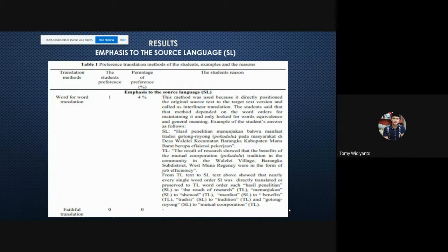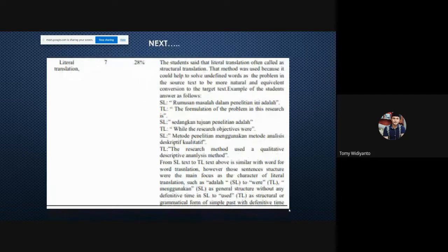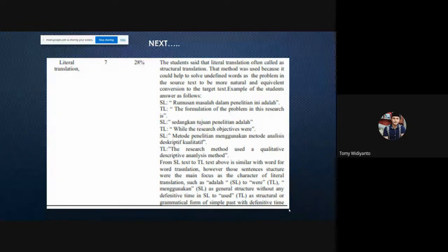Meanwhile, for faithful translation, as the method that emphasizes the source language, there is none. And then the literal translation, there are 7 preferences from the students, and then the percentage is 28%. That method was used because it could help to solve undefined words as the problem in the source text, to be more natural and an equivalent conversion to the target text. Okay, the next slide, please.